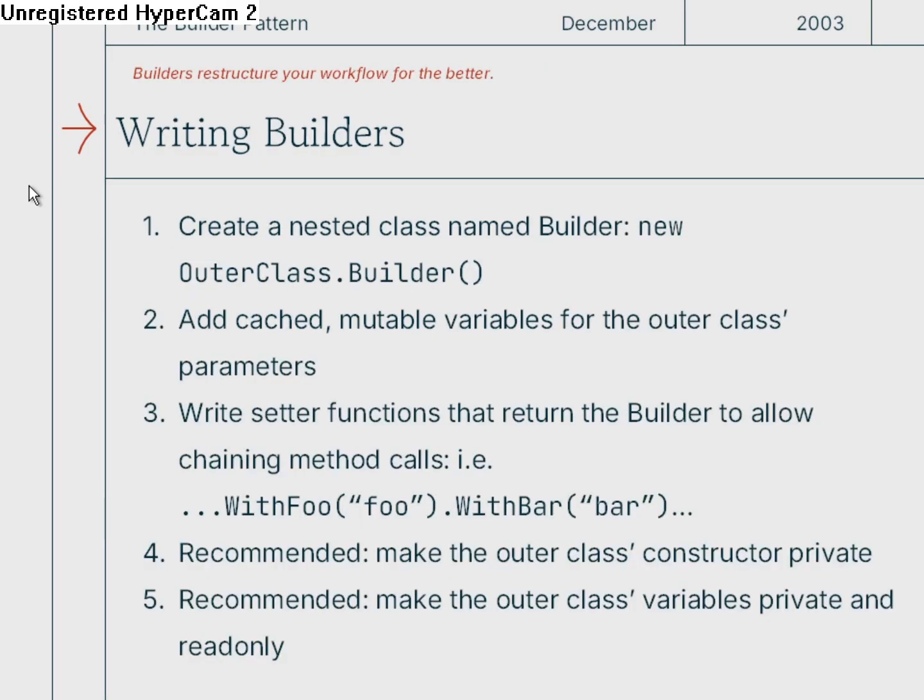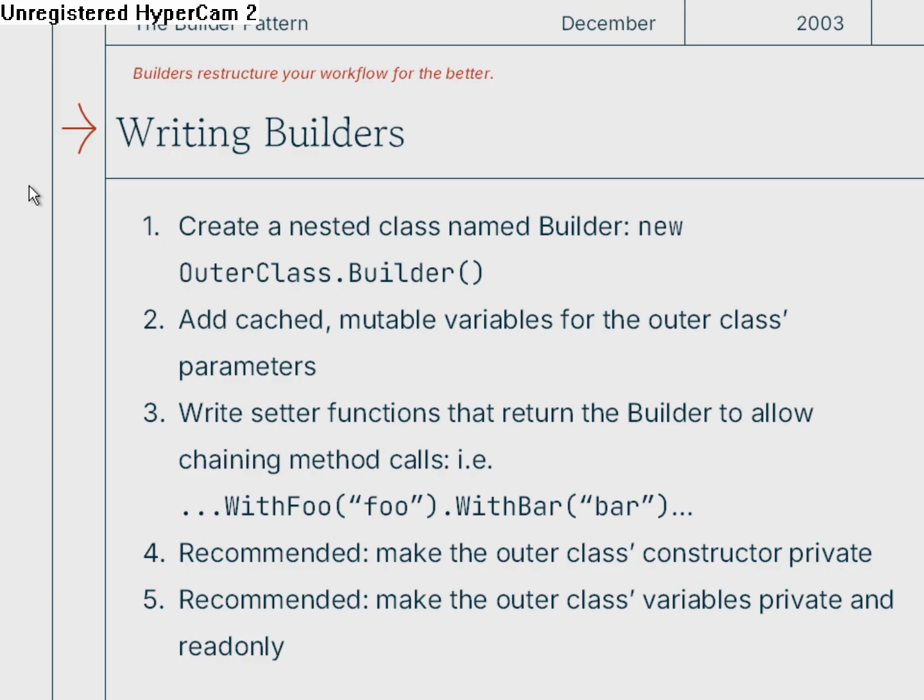Let's talk about writing builders. How are you going to write a builder? How are you going to upgrade your system? There are three essential steps and two recommended ones. Let's go over all of them. The first step is to create a nested class named Builder. Like I mentioned before, it doesn't necessarily need to be nested or named Builder, because as long as you can access the constructor of the class you're trying to build from the builder class, you're golden, but I would recommend making it nested.